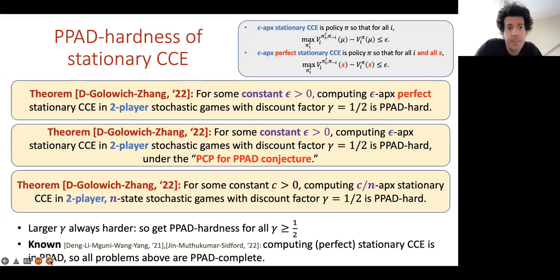Sorry, Costis, just to clarify, pi is in delta of the product of the A_i, correct? Excuse me, which i? Pi, the policy is in delta of A, not in the product of delta A_i, right? We are talking now about correlated distributions. Correlated policies. Yes, correlated policies, not independent policies. That's right.